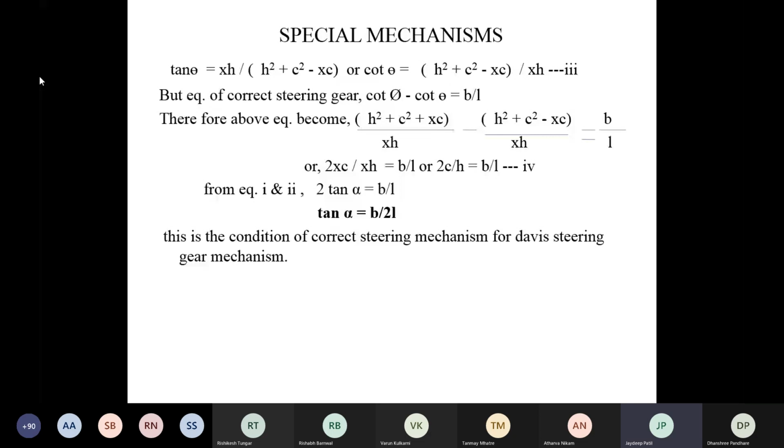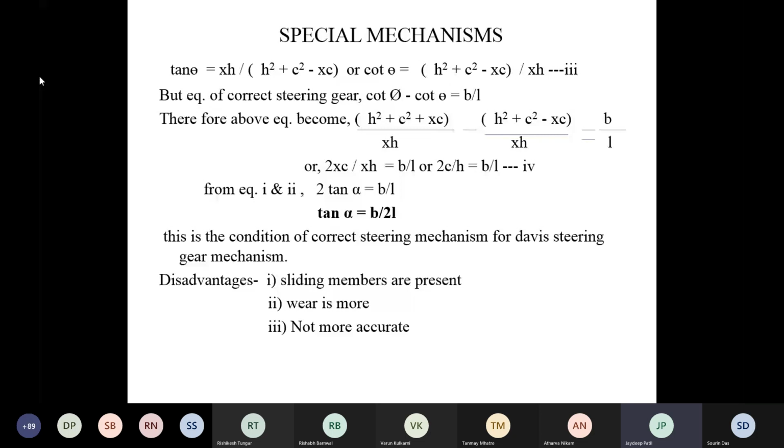Now disadvantages. Where is this mechanism used? In the steering gear mechanism, it is used in vehicles. Normally you have heard about Ackermann and anti-Ackermann. Ackermann only, because of the drawbacks, the Davis mechanism is not actually used. Generally the Ackermann steering gear mechanism is used. You will see that one also. The disadvantage is that sliding members are present. That's why there is more wear, and it is not accurate. That's why it is not used.